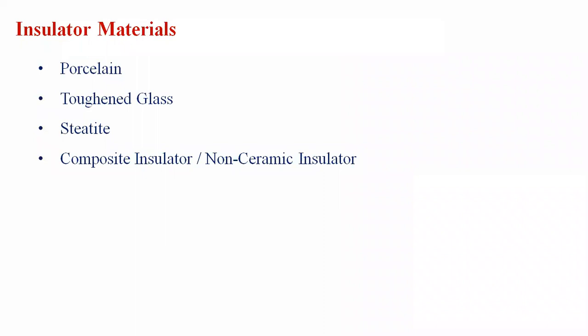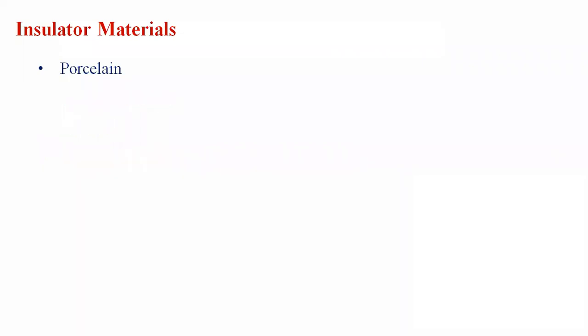And the insulator materials, generally, are classified into four types. The first is porcelain material, then toughened glass, steatite, and composite insulator or non-ceramic insulator. The first one is the porcelain insulator. The most commonly used material in the overhead transmission line is porcelain material.